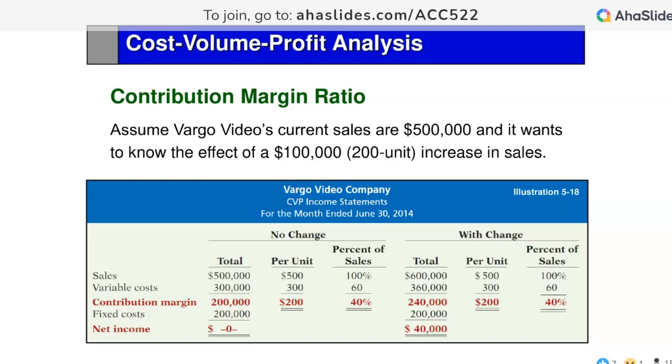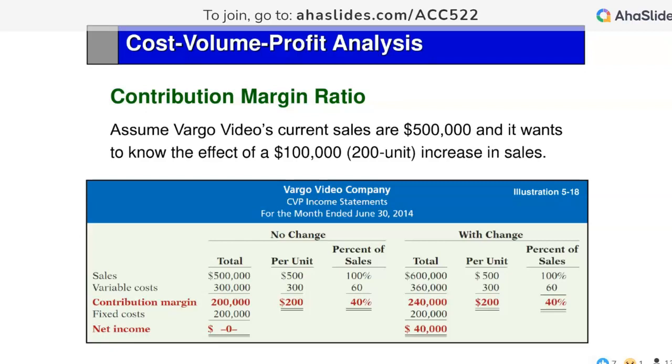If I increase my sales by 100,000, by 200 units, my variable costs will also increase from 300 to 360. Notice that I have a 40% increase in sales, and therefore I get that same thing. So now the contribution margin is 240. The per unit is the same, the percentage of sales is the same, but my profit now is 40,000.